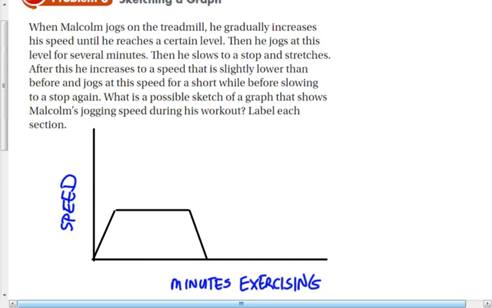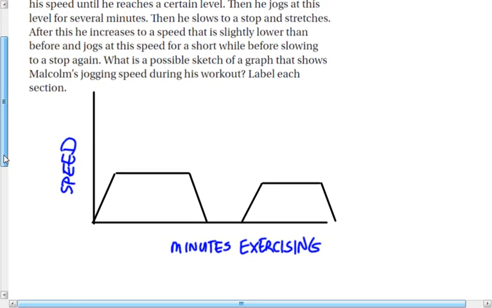After this, he increases to a speed that is slightly lower than before. So there's a little rest period in there. Slightly lower than before, and he jogs at this speed for a short while. So he stays at that speed before slowing to a stop again, like that. And so the flat parts of this graph represent when he's at the same speed for a while. A line going up means he's increasing his speed. A line going down means he's decreasing his speed. All right, you try that.